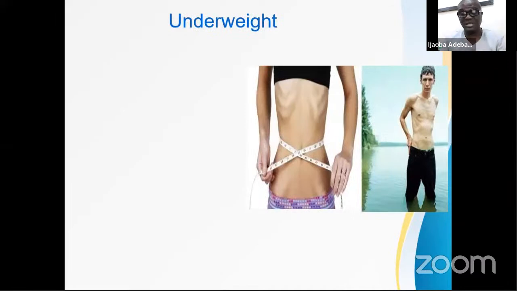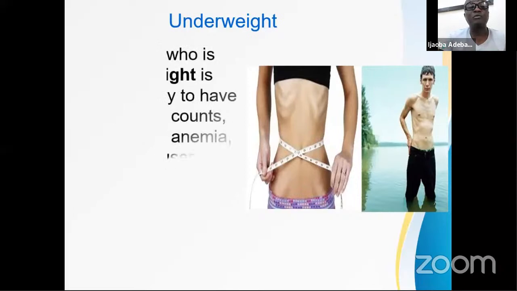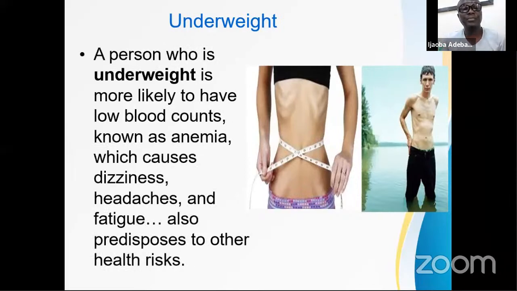I just put on the screen for us to see that even being underweight is a major problem. A person that is underweight is more likely to have low blood count, dizziness, and headaches. If the person is a woman, she will have issues conceiving or carrying the pregnancy to term. So all of these conditions, whether overweight, obese, or underweight, predispose an individual to a whole lot of health risk.